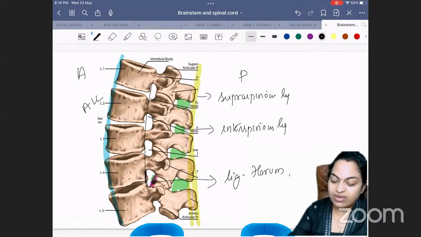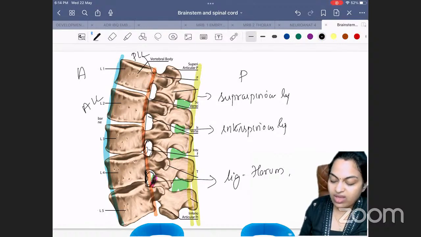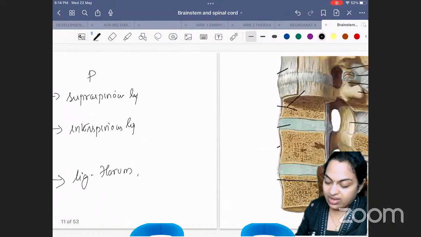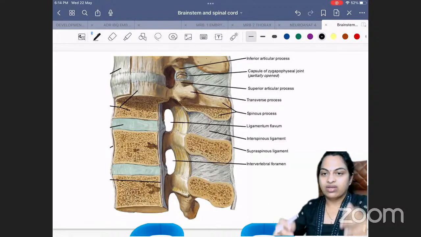This is the vertebral column here. The posterior surface of the body, they are connected by a ligament, the posterior longitudinal ligament. So you can see the space here. That is the intervertebral foramen. And here, you can see here, this will be the vertebral canal.